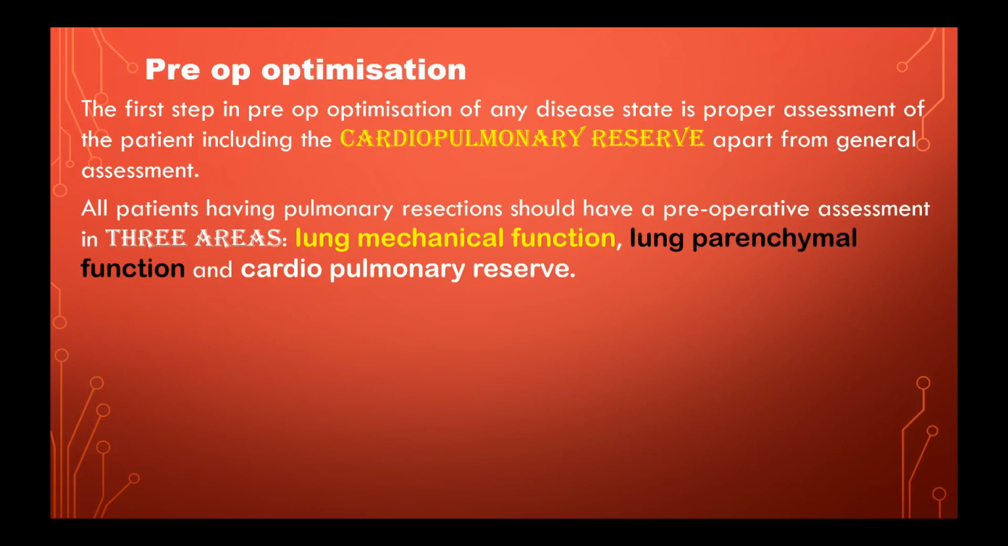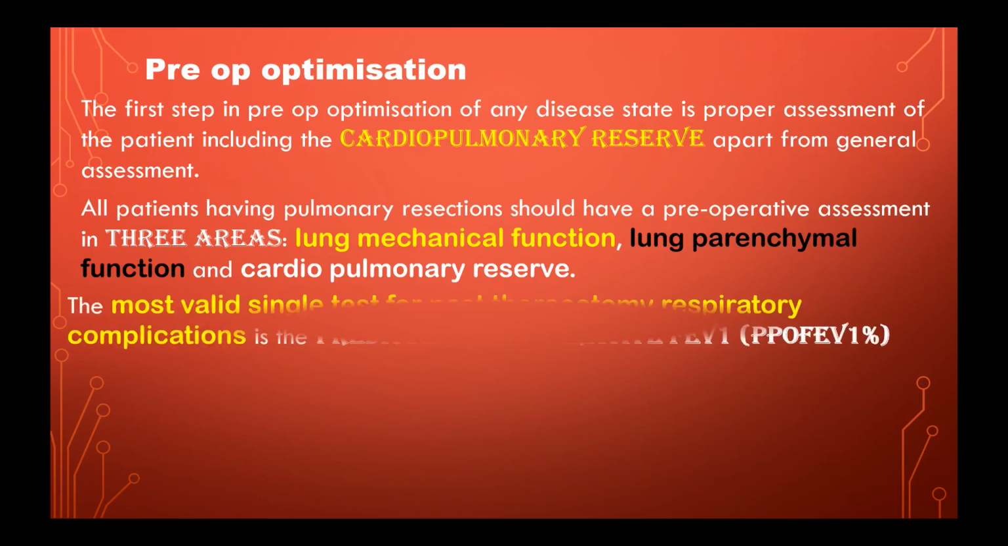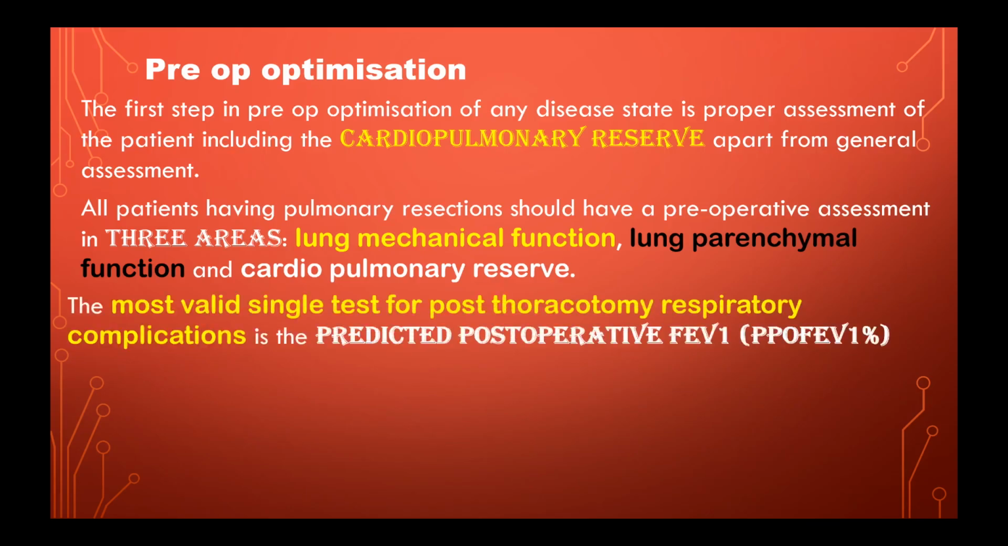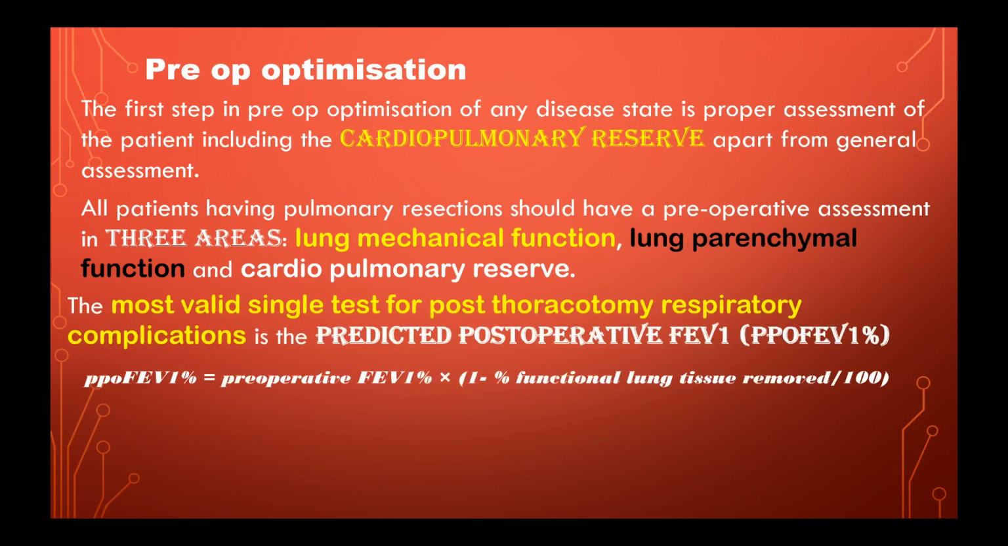And all patients having pulmonary resection should have a pre-operative assessment in three areas, which is called the three-legged stool assessment: lung mechanical function and parenchymal function, and cardiopulmonary reserve. And the most valid single test is the predicted postoperative FEV1. So this one gives an idea of what the final result will be. That can be calculated by predicted post-op FEV1 is equal to preoperative FEV1 multiplied by 1 minus percentage of functional lung tissue removed divided by 100.